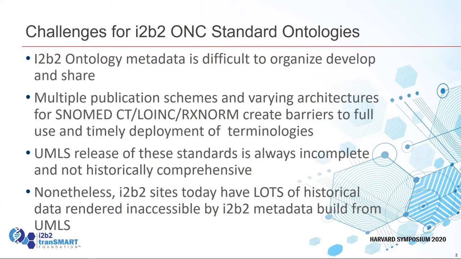Deploying ONC standards is even more difficult because there are multiple publication schemes from the SDOs, the standards development organizations, and varying data architectures for SNOMED CT, LOINC, and RxNorm. And these create barriers to full use and timely deployment of the terminologies in the US domain. We learned very quickly that the UMLS publication of these standards is always incomplete and not historically comprehensive, which means that metadata that you develop from it always leaves out codes, many of which are in existing I2B2 systems. There are lots of codes in our system that can't be found in the UMLS publication.